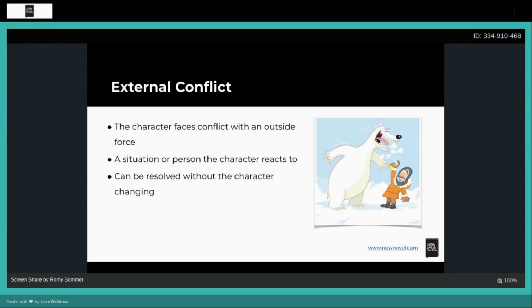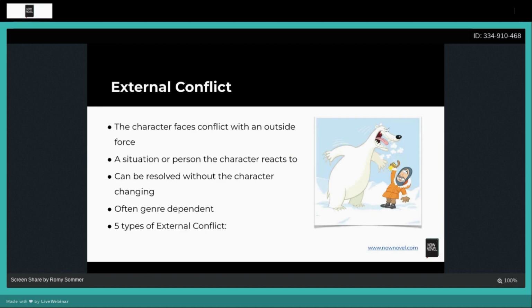The character can fight off the big polar bear, run away, maybe somebody else can sweep in to the rescue, but the character themselves are not changed as a person. And often, the type of external conflict is genre dependent, and we'll look at that in a moment.